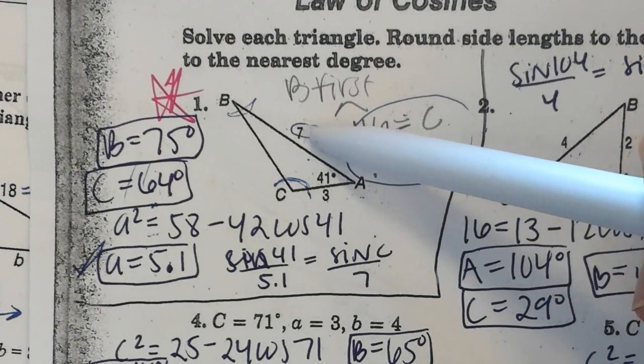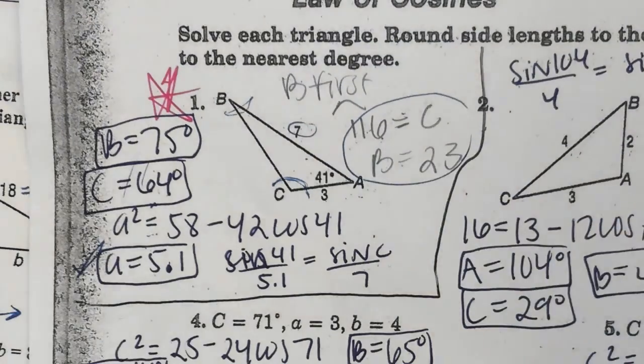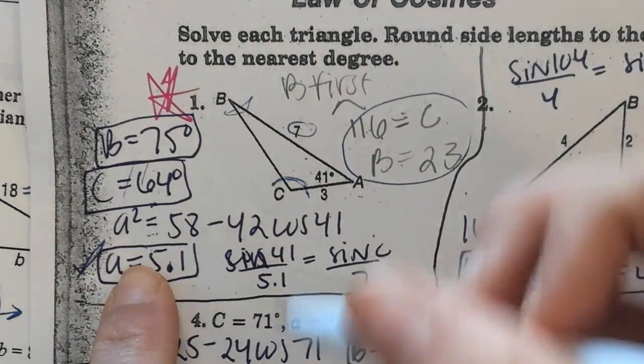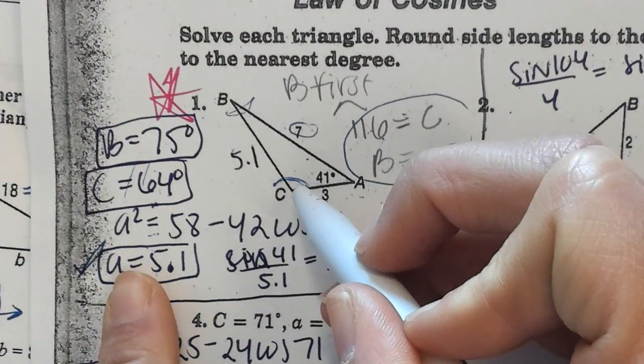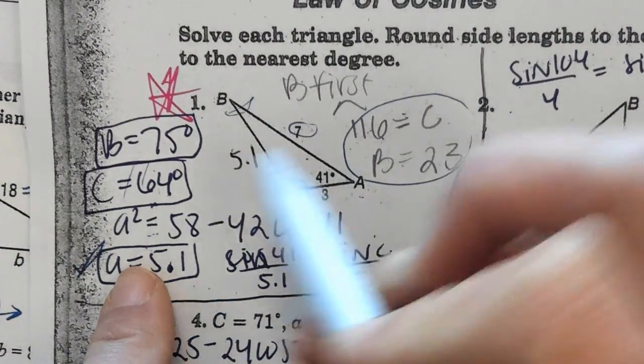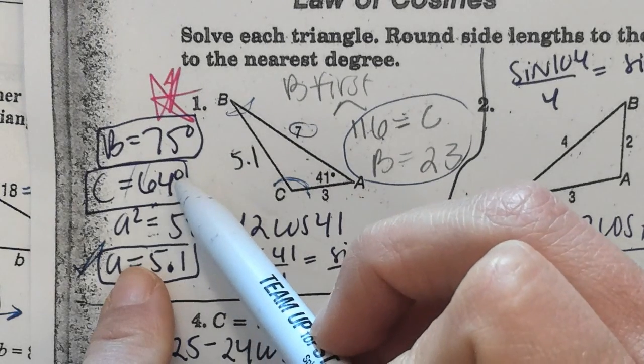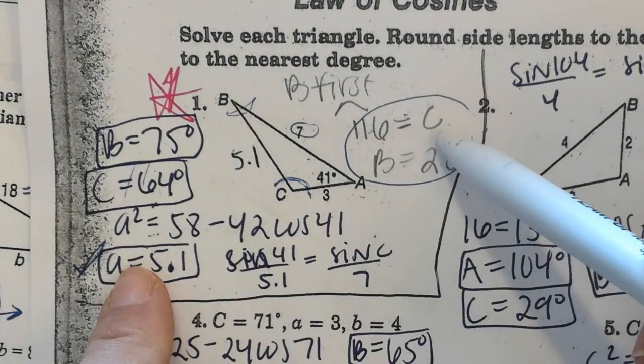Because it's the biggest what? Side, right? If this was A and we found it and it's correct, this is 5.1, then this is the biggest side, so this has to be the what? Biggest angle. And this one, what I did, it was the smallest one. Everybody see that? This one's actually correct.